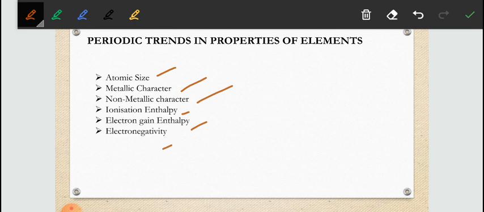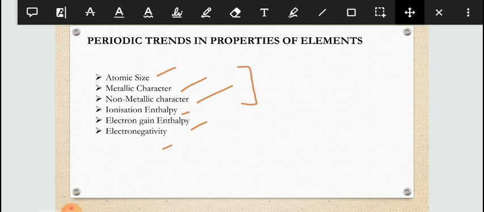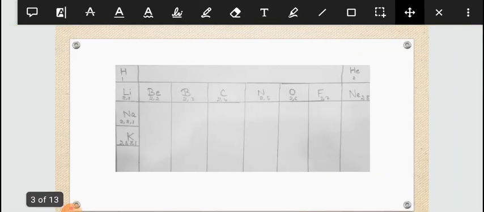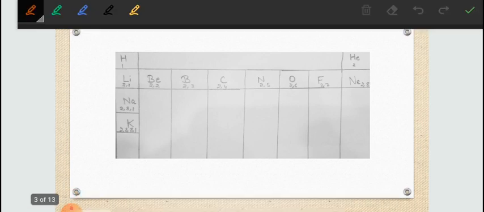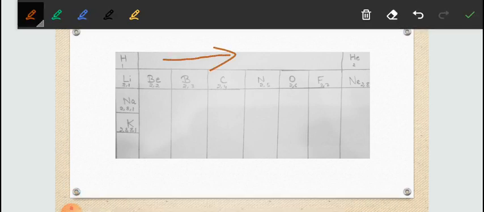electronegativity. These three you have already studied in 10th class, but I am again going to give you an overview of it. To start, first of all, you should have a rough idea of the periodic table. You don't need to cram it. You can have this periodic table, this is a rough idea. This is only what you need to define the properties. This is along the period, across the period, and along the group.